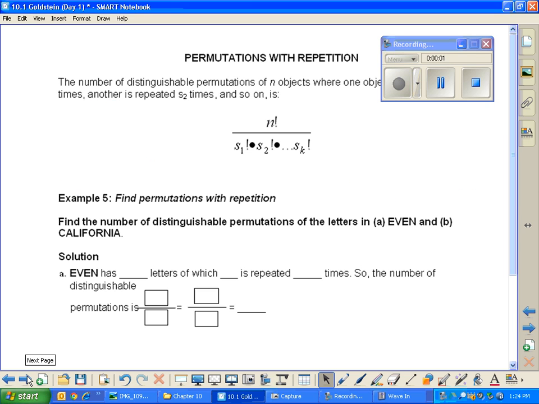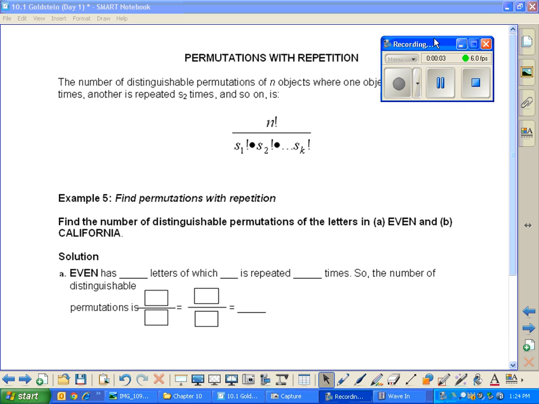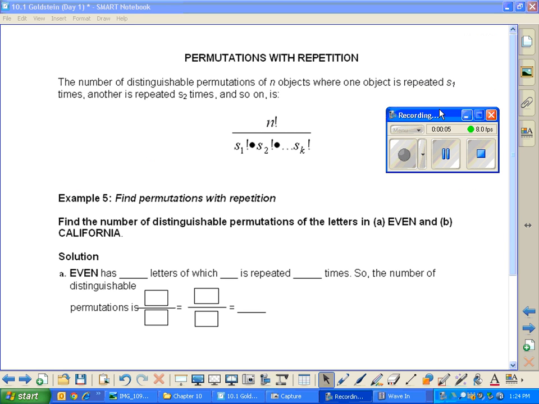To permutations with repetition. So now we have to be aware of when we're trying to deal with different arrangements that have repeated items. That's what this is about. So the number of distinguishable permutations of n objects, once again the n is the total number of objects, where one object is repeated a certain amount of times and another object is repeated another certain amount of times, and so on and so on.